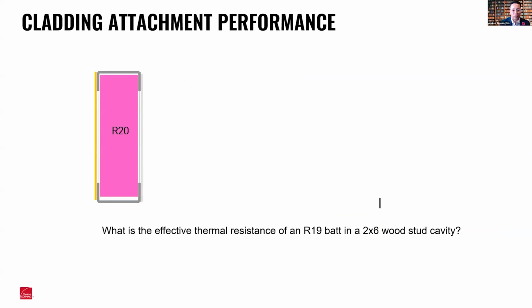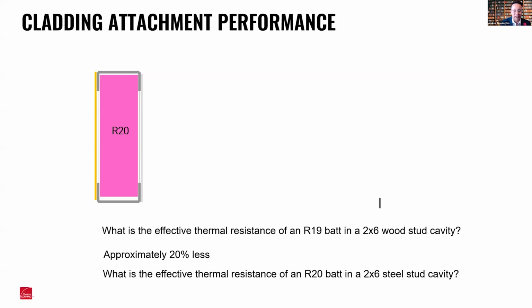The question is, what is the effective thermal resistance of an R19 or R20 batt in a 2x6 stud wall? You're going to lose approximately 20 to 30% of that insulation value, because the wood studs are about 20 to 30% of the wall. Steel studs have even more conductivity for heat than wood, so you have the potential to lose about 50% of that R value in the wall. That R20 wall looked like a great wall, but it turns out to be an effective R10. So that's where we were when it comes to the effectiveness of insulation.